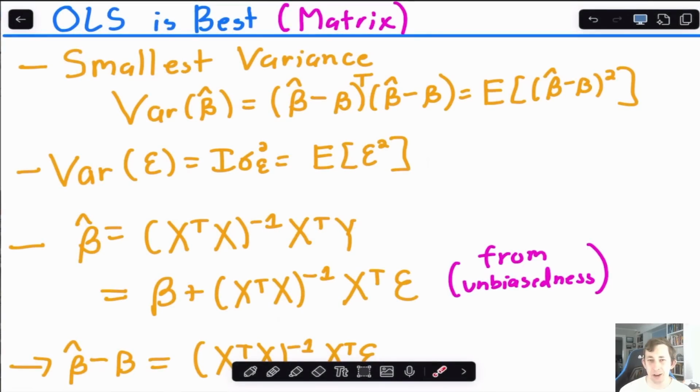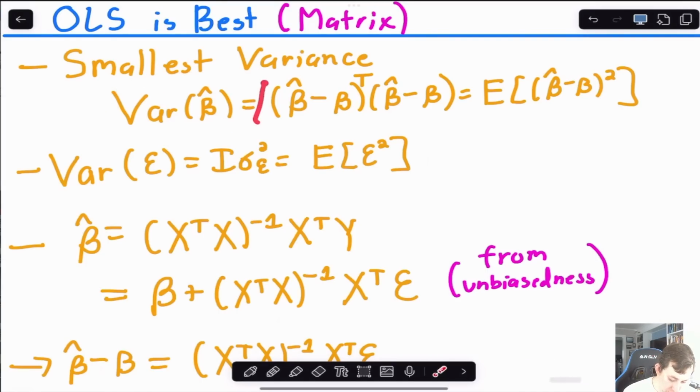And finally, the hardest thing we're going to do today is show that our OLS estimate has the smallest variance of any linear unbiased estimator. Again, I'm going to use matrix notation. Some things that we know from before: the variance of beta hat is basically the expectation of beta hat minus beta times beta hat minus beta, transposed.